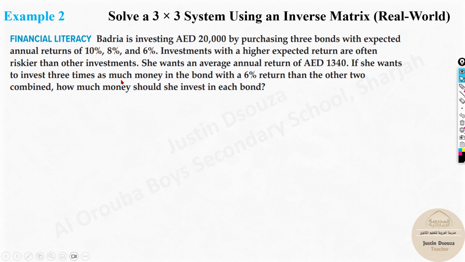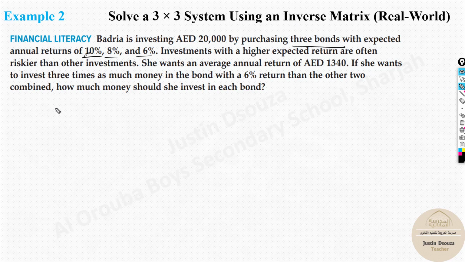If she wants to invest three times as much money in the bond with the 6% return as in the other two combined, how much money should she invest in each bond? Now, first and foremost, you need to have three equations. Why? Because they have told us about three bonds, so it is x, y, and z.